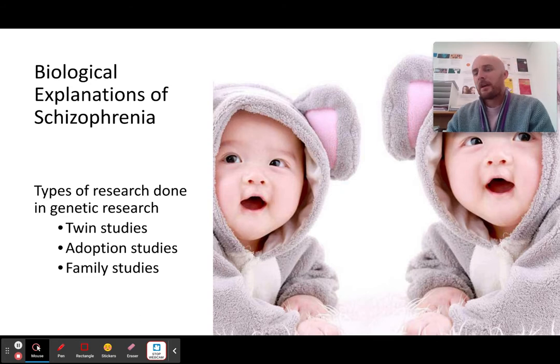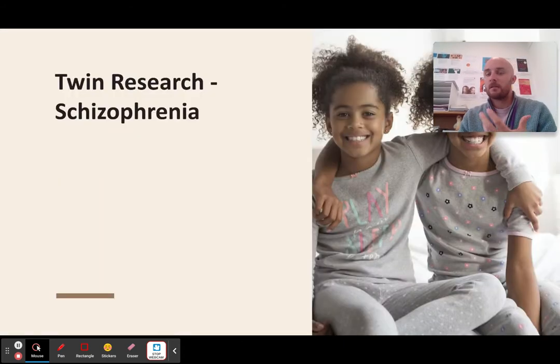So one area that you may need to know about here is the way in which genetic research is done within schizophrenia. So you probably do need to know a bit about twin studies, a bit about adoption studies, not really that much about family studies out there, to be honest. But you do need to know a study from at least twin studies and adoption studies. So let's go with that, right? So let's have a start with twin research. And the main one you want to know here is Gottesman, 1991.